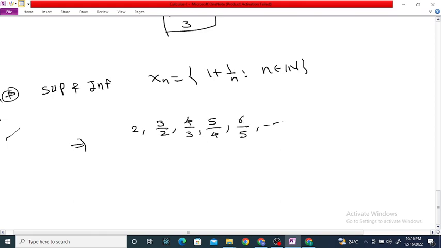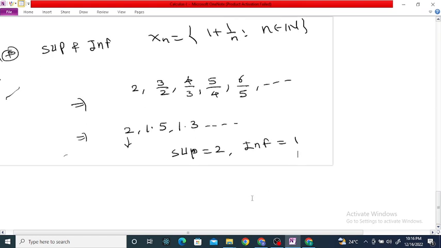So if you observe, the first term is 2, then it is 1.5. The next is, if we divide 4 by 3, then 1.3. So it is a decreasing sequence, and the first term is 2. So the supremum is 2, and here the infimum is equal to 1.